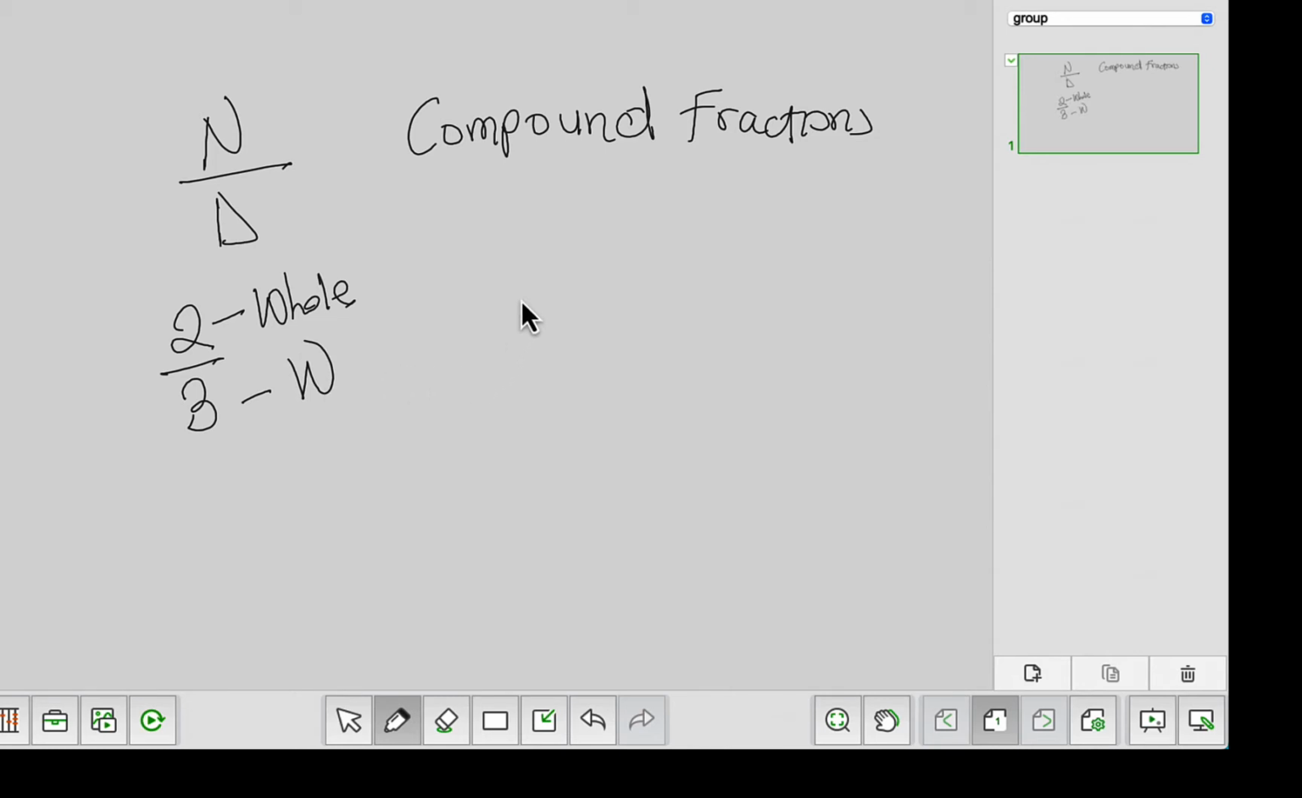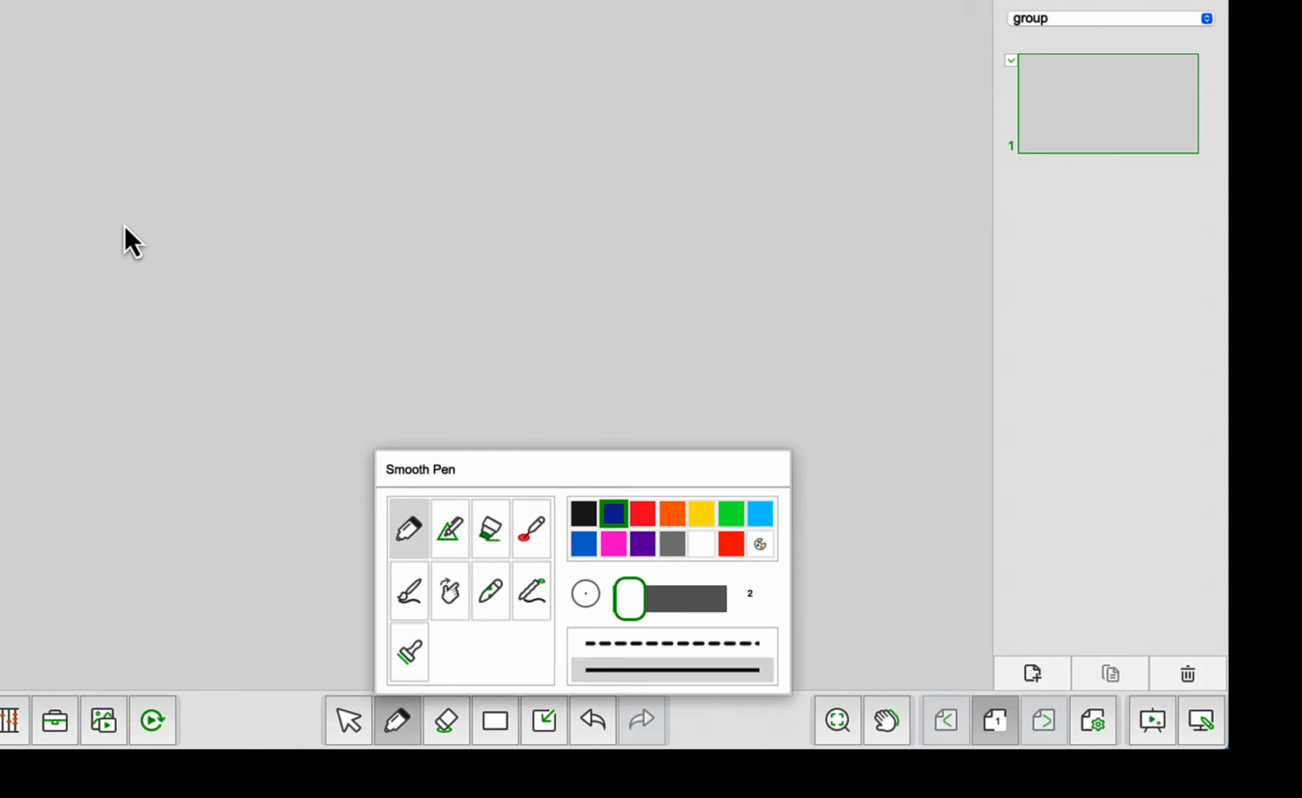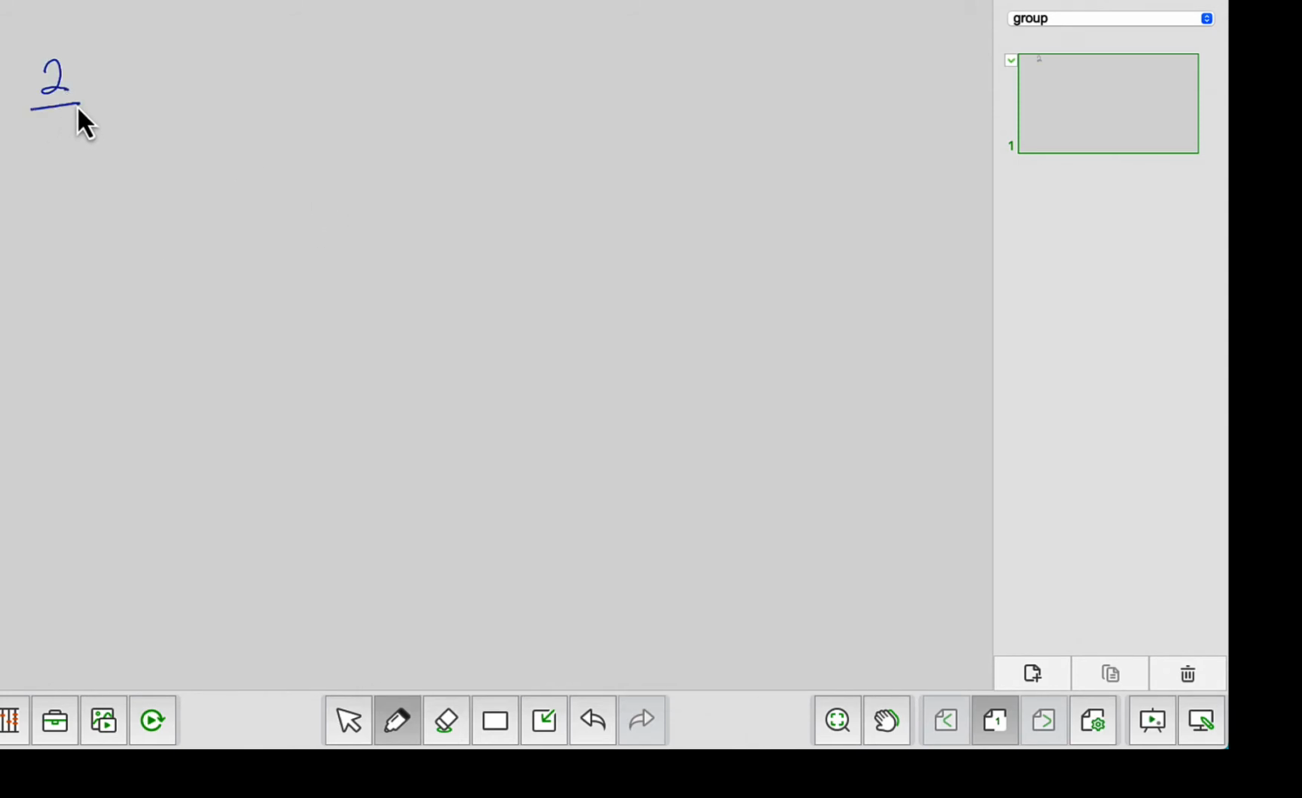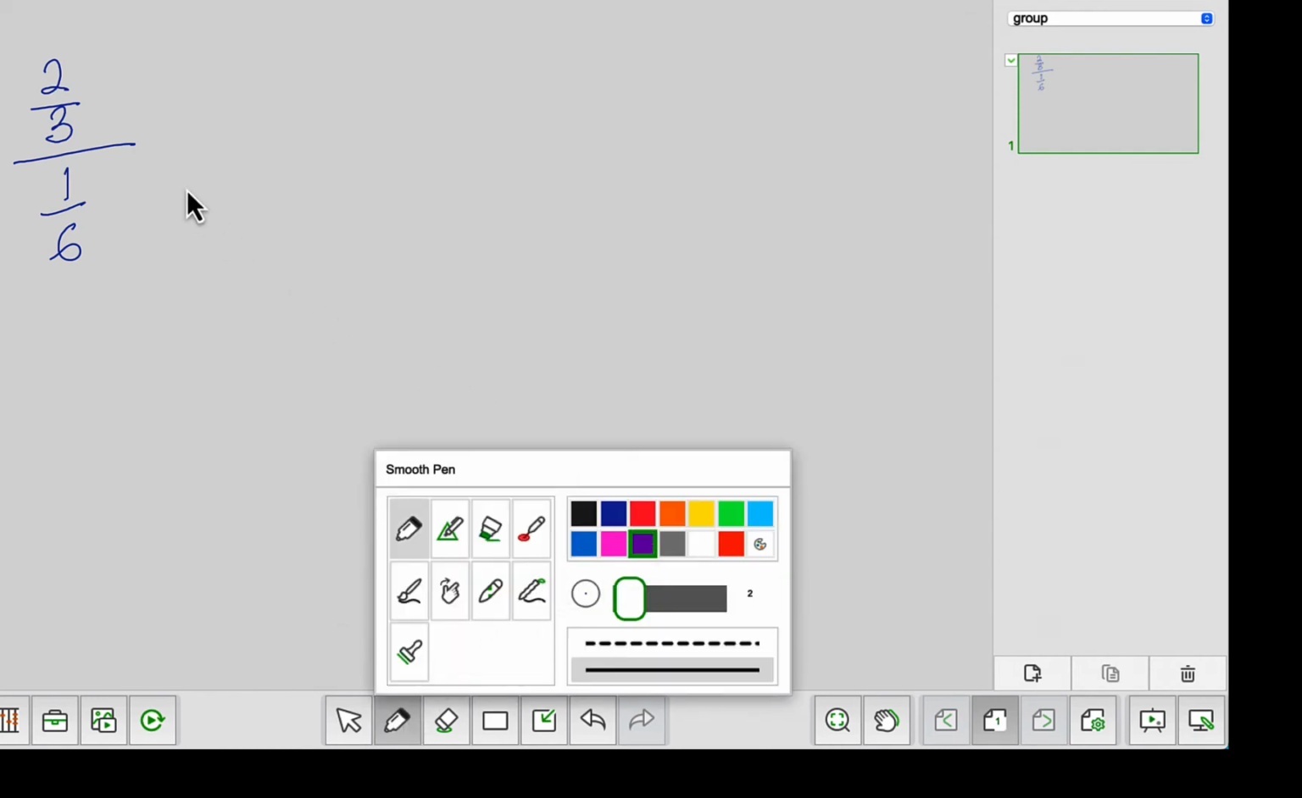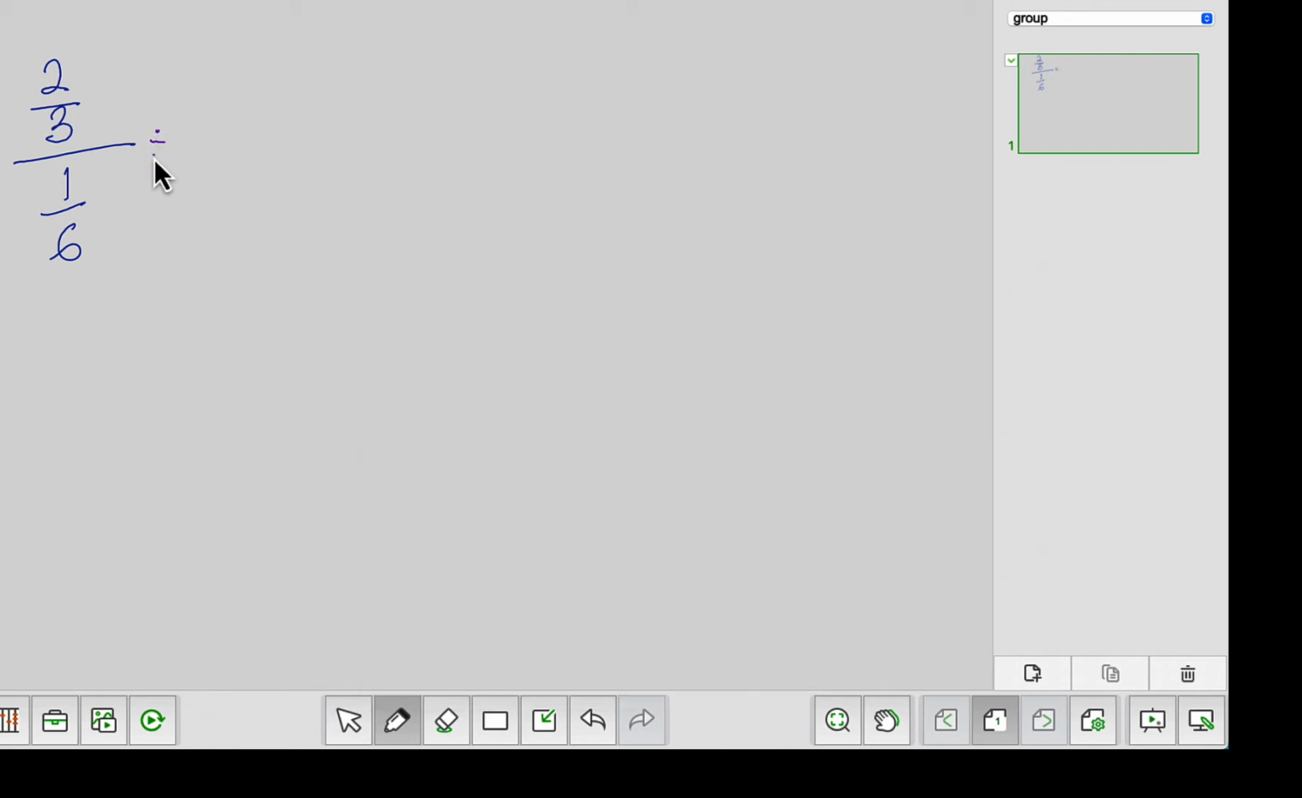How about when you have a fraction where the numerator is also another fraction? This is what we refer to as compound fractions. Let's look at some examples. Now I just want you to understand that we already said that this bar here is also the same as the division sign.